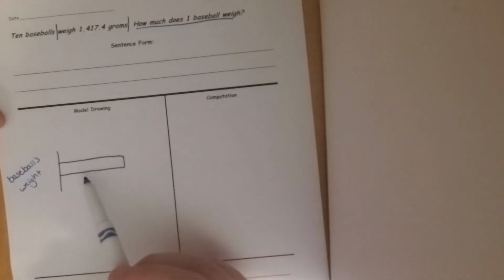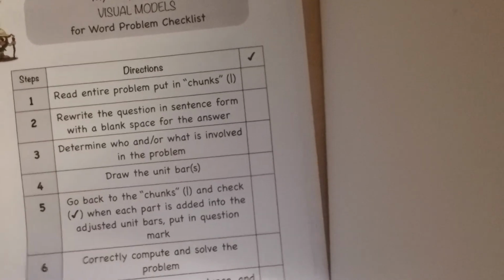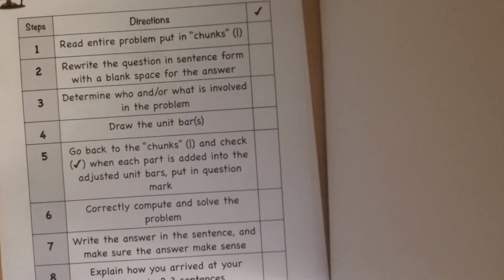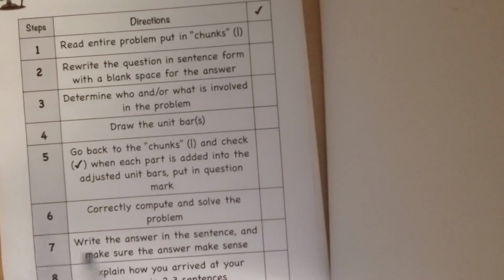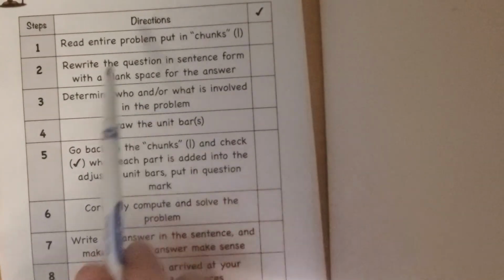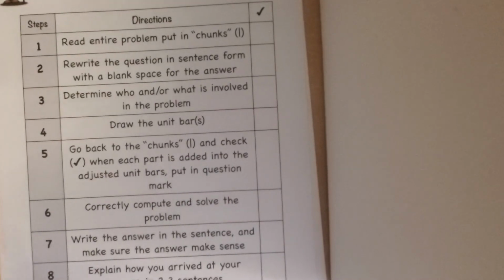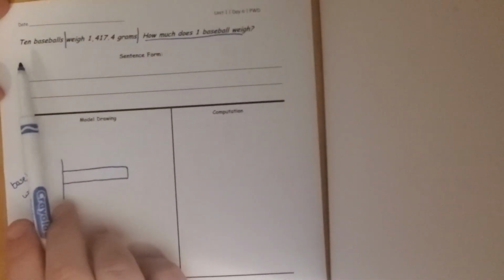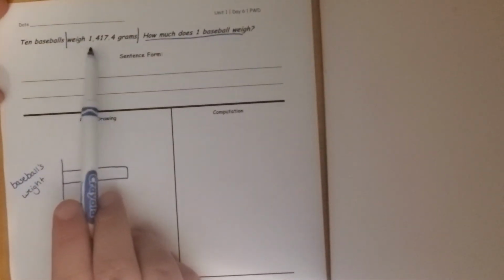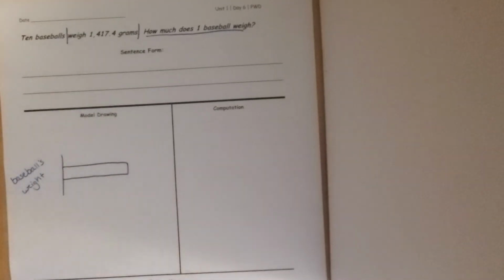I've made my bar, so now I need to adjust it. Don't forget, I'm working through this chart as we go. You have one of these in your packet, or if your parents are on Facebook, I posted a picture of the one you're used to from class on there too. So right now I'm right about here. Go back and check my chunks and put into my bar. So going back, we've got 10 baseballs. I know they weigh this much and I'm looking for 1 baseball.